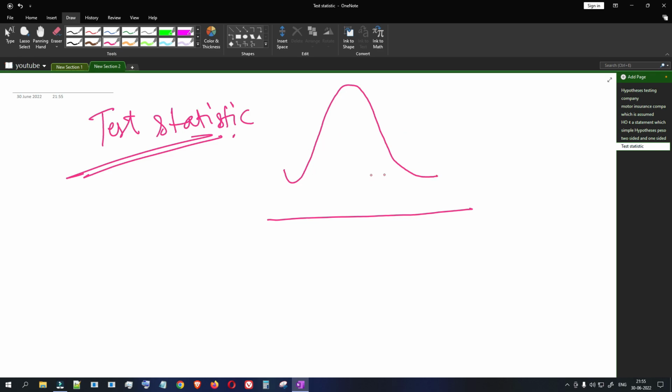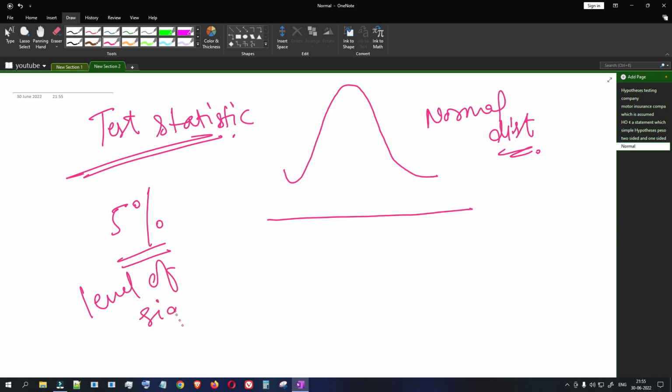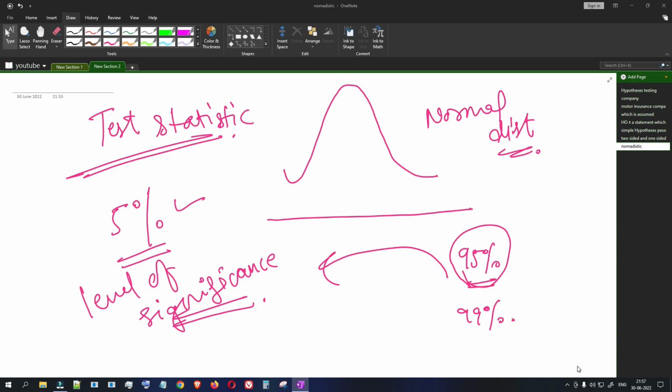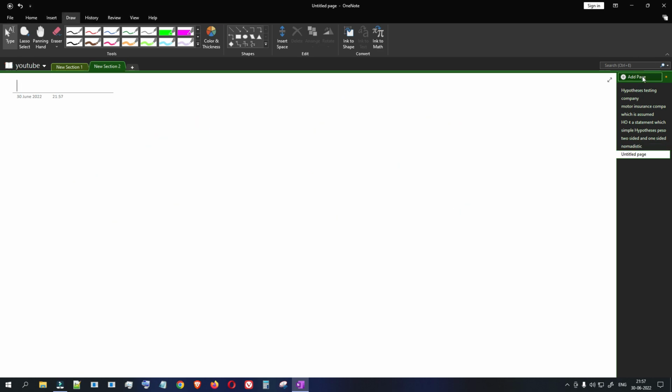Let's say that this is a graph of a normal distribution. Like confidence interval, in hypothesis testing also we stick to the level of significance. The 95% confidence level or 99% confidence level that we have talked about is now replaced with the level of significance, although they both have the same meaning. If you are saying that there is a 95% confidence level, then there would be a 5% level of significance. So this is the thing. Now let's understand what our testing procedure would be.